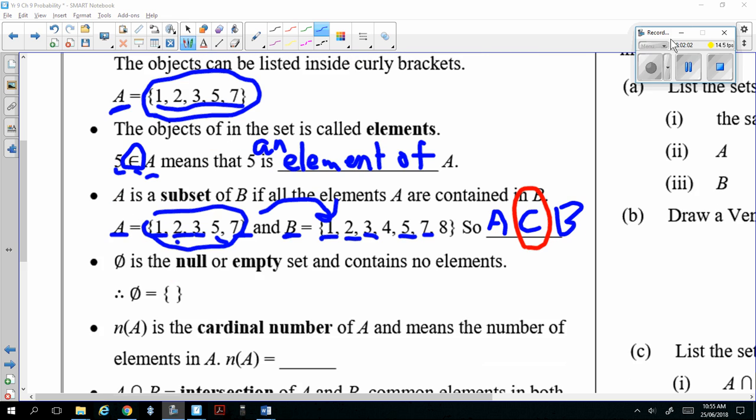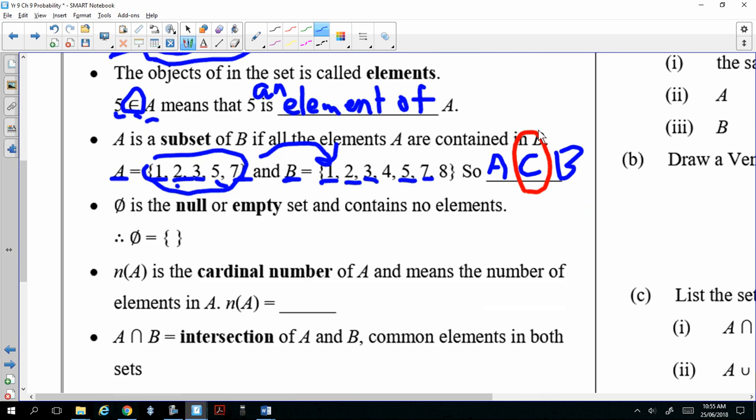The next symbol you're going to learn is called the empty set. If a set has nothing in it, it's called the empty set. It's like 0, but it's a set, so it doesn't represent a number. Okay, empty set.